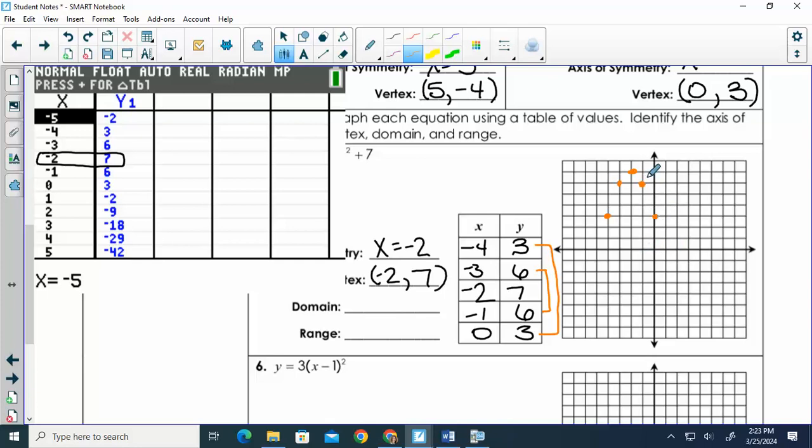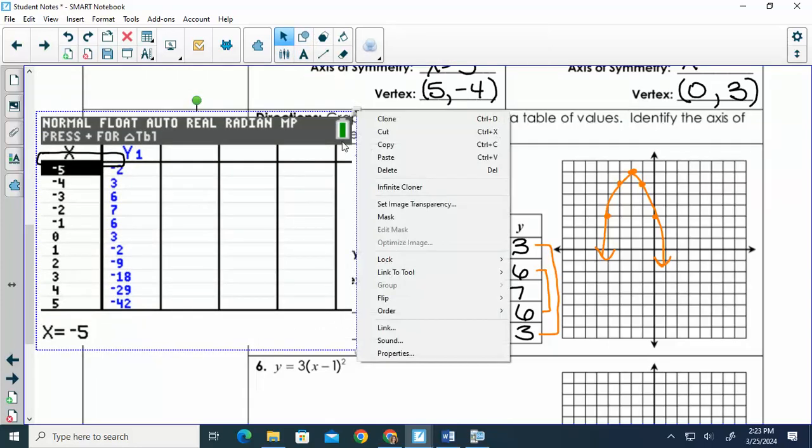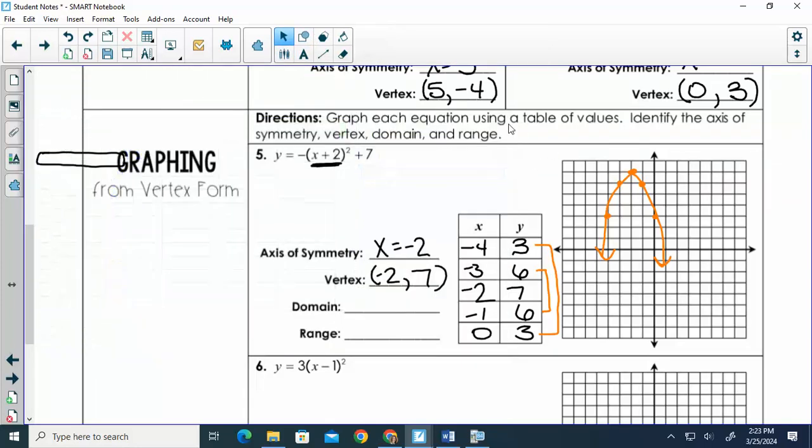Okay, so we plot all of our points. And why is this parabola opening down? Yes, we had a negative in front. We know the axis of symmetry is just the vertical line that cuts it in half, and it should look the same on both sides. What's the domain always? What is the range?